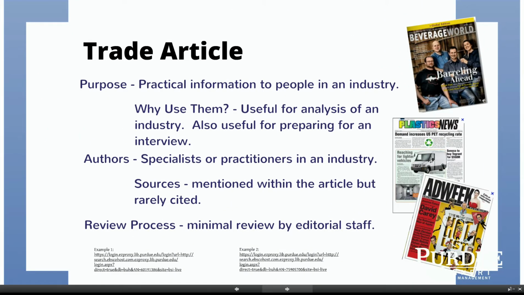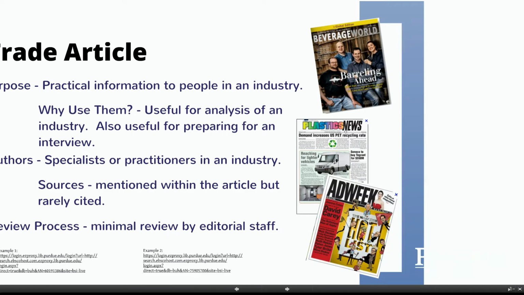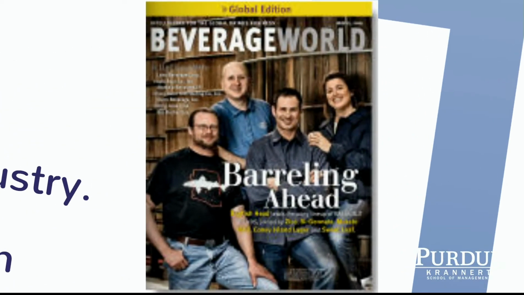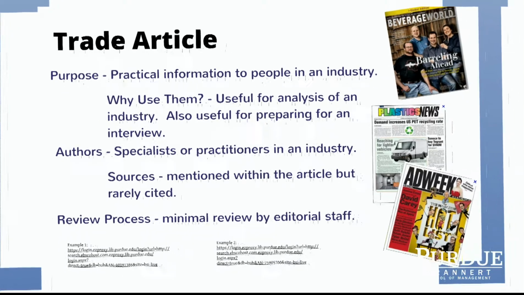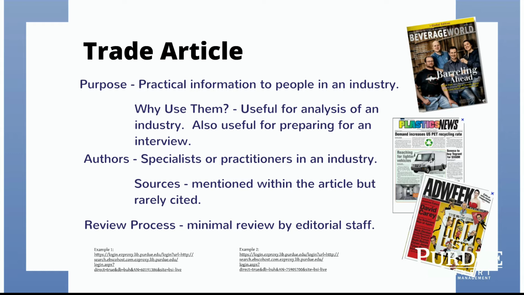The next most important article type is a trade article. A trade article appears in very practical publications like Beverage World, Plastics News, Adweek. Every industry has at least one trade magazine that covers what's happening in it, and bigger industries have several. So what's unique about the trade article? Well, it's very practical. It's written by people within an industry targeting people in that industry.